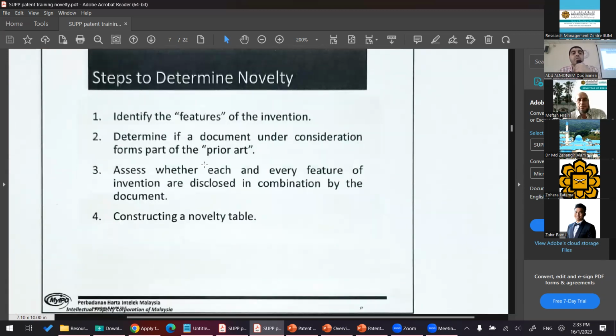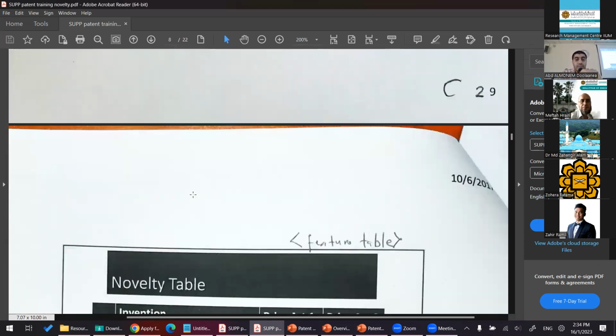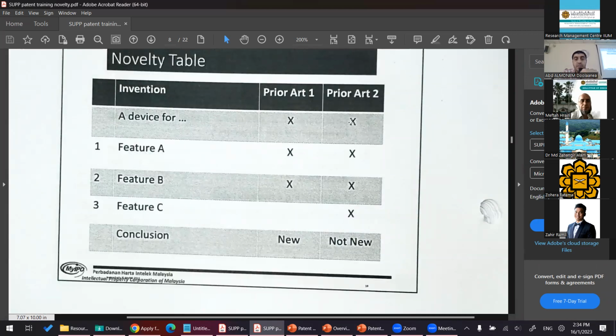So how to determine the novelty? As we mentioned before, identify the features of the invention, determine if a document under consideration forms part of the prior art, assess whether each and every feature is disclosed, and construct a novelty table. This is what we saw before: analyze the features of your claims and the features of the closest prior arts. Like features A, B, C, then if it's not exactly the same, it's considered new or novel. If it's not containing all the features, it's novel.